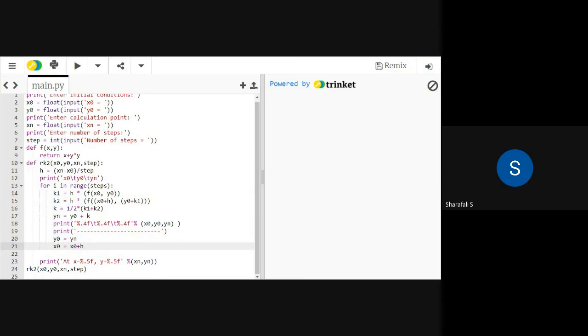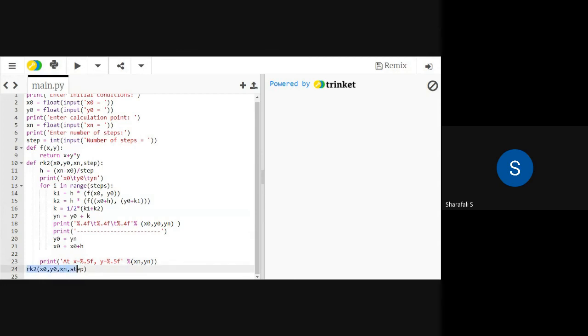And in the previous example, only 2 steps are there. So after 2 steps, this loop will be terminated and it will directly go to this print statement. After this loop, it will go to this print statement and print the final value: at this xn value, y is this. Okay, that is this line, this instruction. We are giving 5 decimal places after that point. All these things we already discussed.